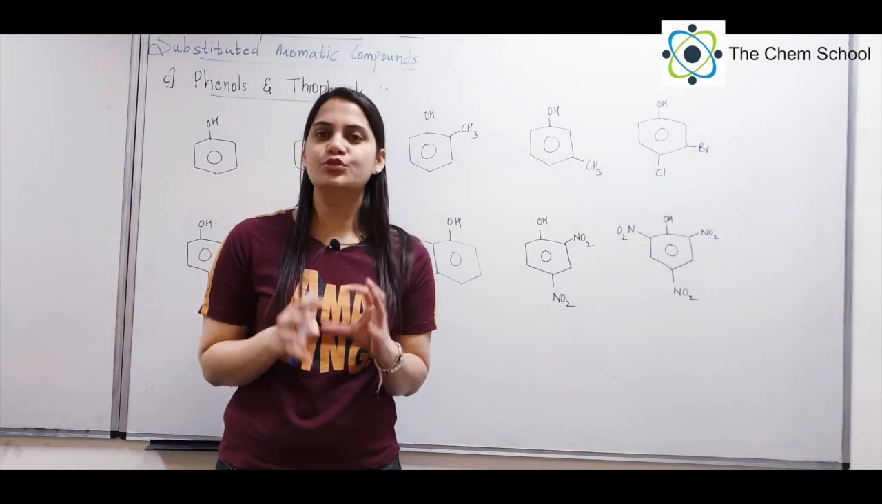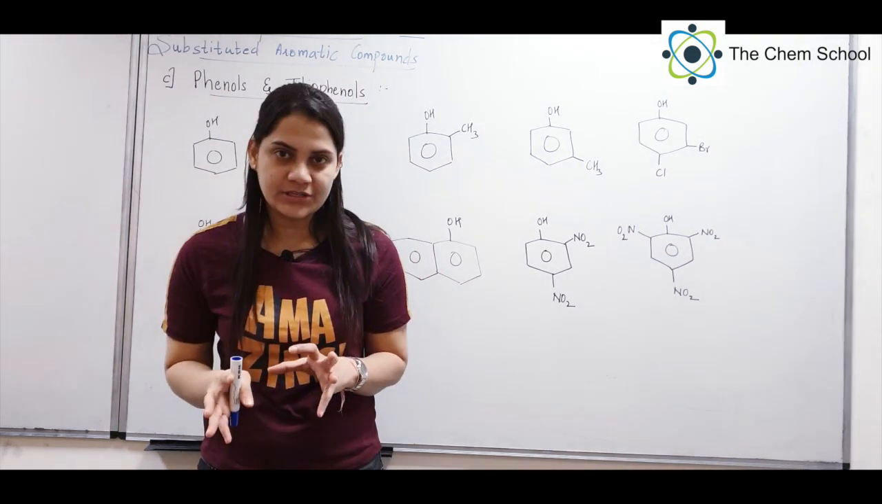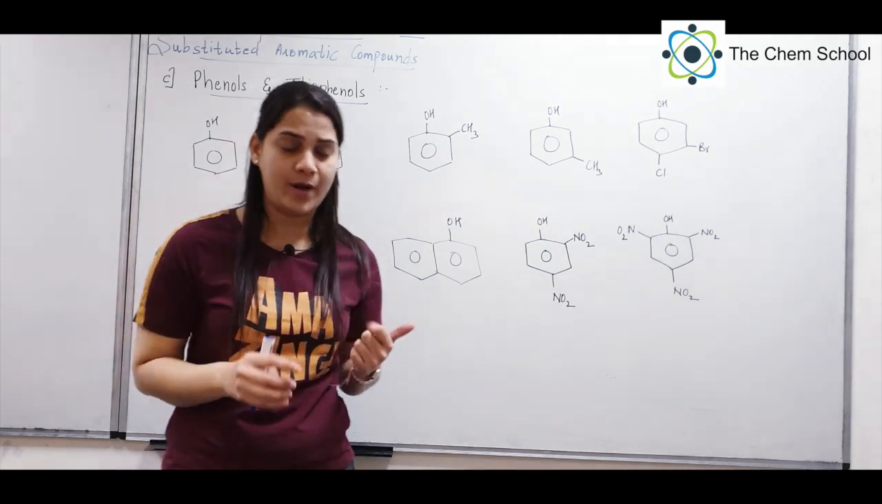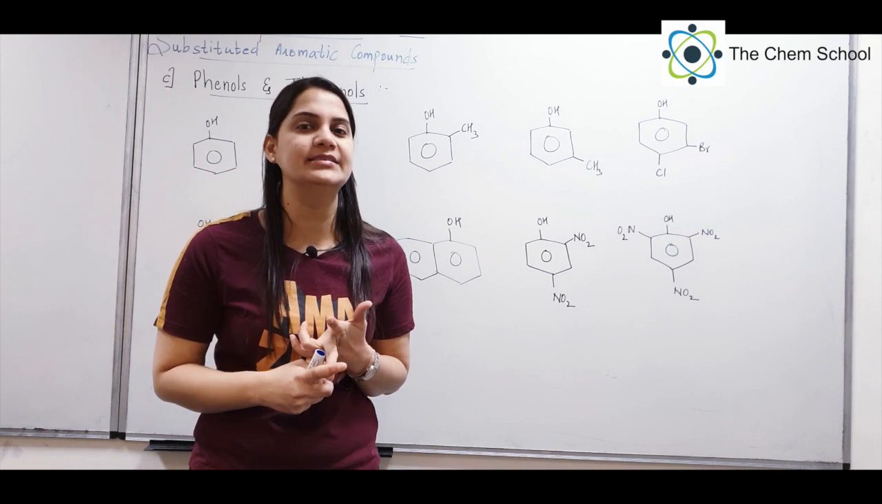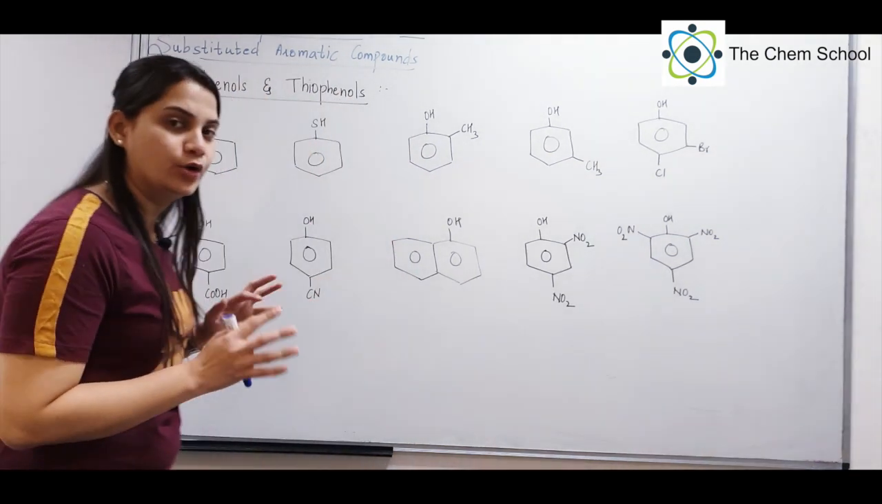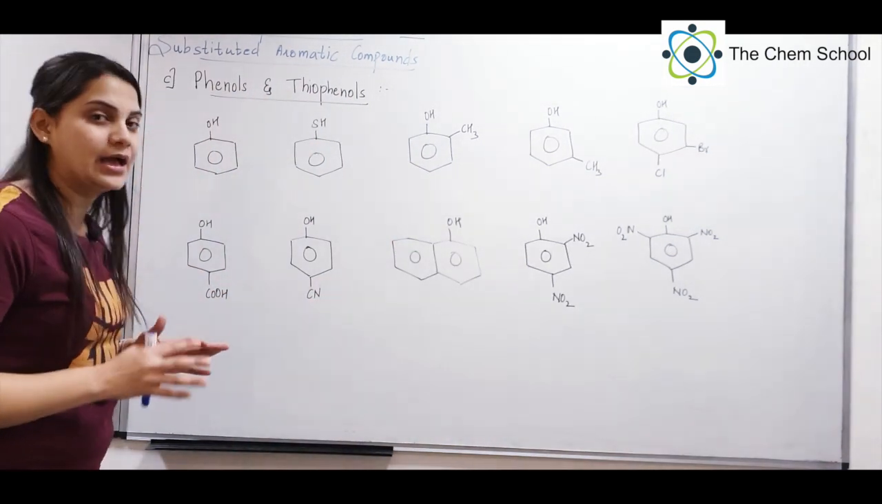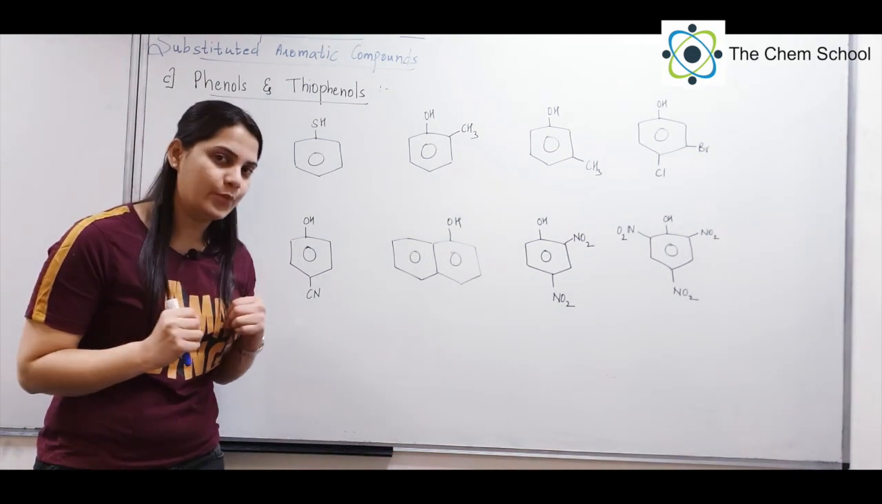Today again we are going to start with the aromatic compound nomenclature. If you remember, in the last class we spoke about halogen and nitro substituted aromatic compounds and carboxylic acids and their derivatives. The topic for today is phenols and thiophenols. So now let's start with it.